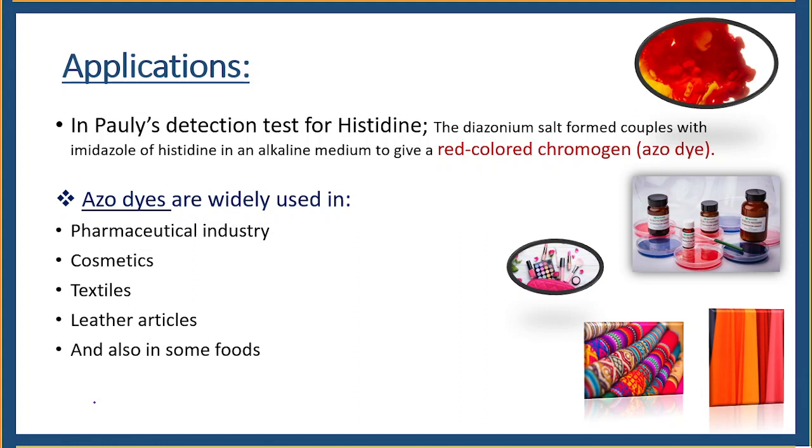Applications. In the Pauly test for histidine, the diazonium salt formed couples with the imidazole of histidine in alkaline medium to give a red colored chromogen, an azo dye. Basically, the Pauly test is used to identify histidine, and during this test a dye called azo dye is formed, which has very important applications in our daily life.